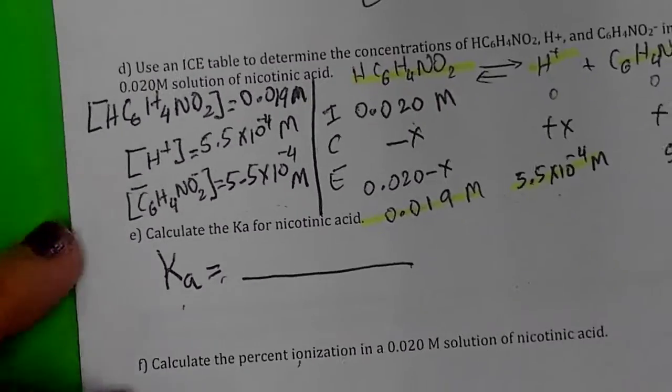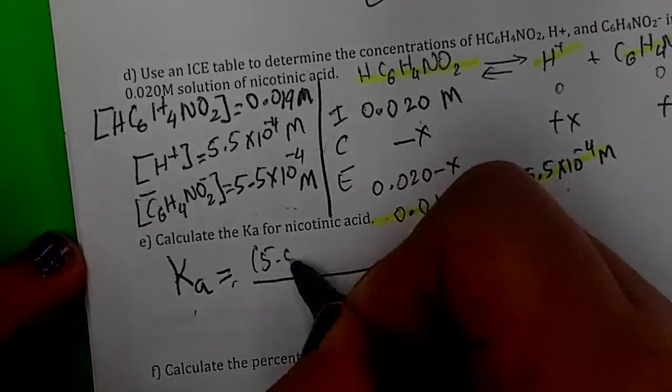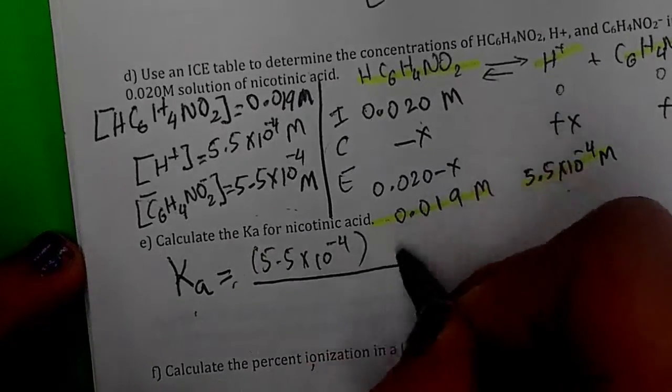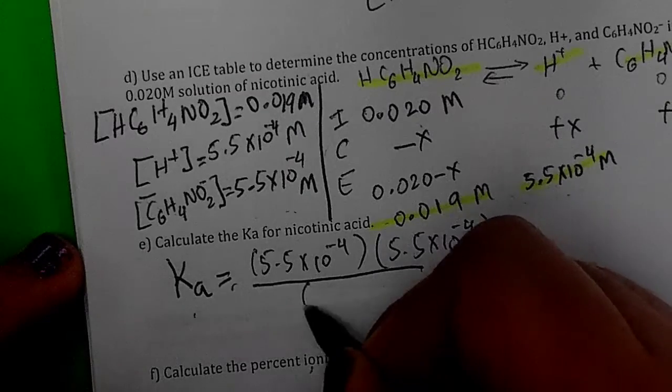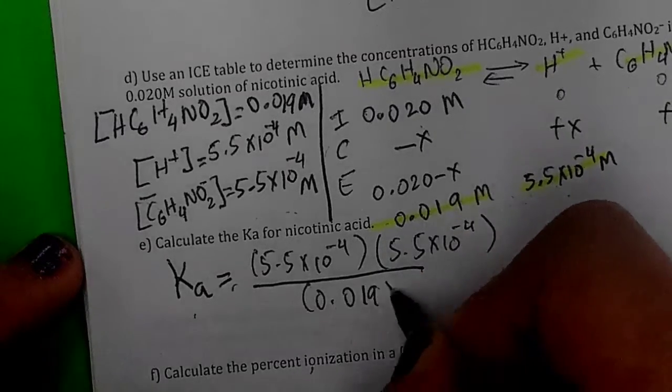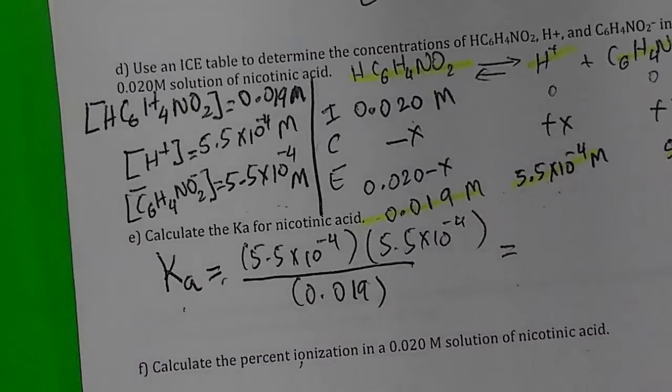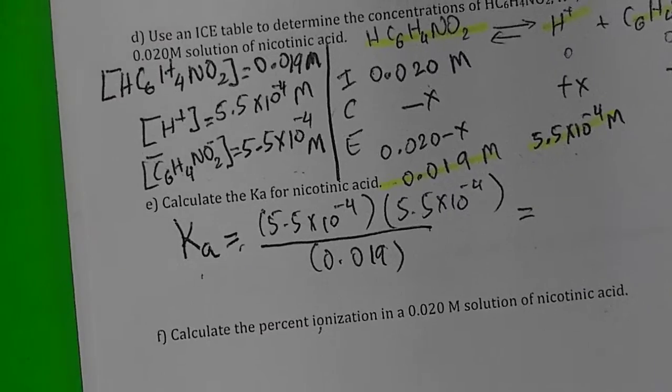So that would be 5.5 times 10 to the negative 4. We squared it. Yeah, you can square it. Solve for it. I do need the answer. Careful. I still want the two sig figs.